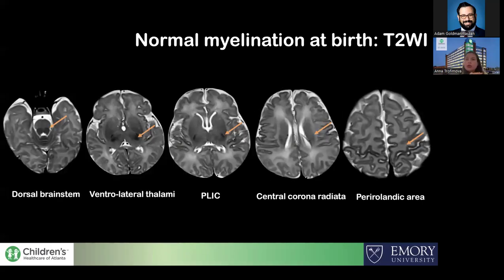When we're looking at normal brain myelination at birth on T2 weighted images, we're going to see a very similar pattern of myelinated white matter, with the only difference being that myelinated white matter on T2 demonstrates hypointense signal, compared to the intrinsic T1 hyperintense signal on T1. But the distribution of the anatomic structures showing early myelination will be the same, including the dorsal brainstem, ventrolateral thalami, posterior limb of the internal capsule, central corona radiata, and perirolandic area as well.